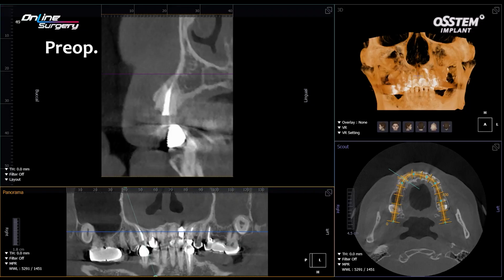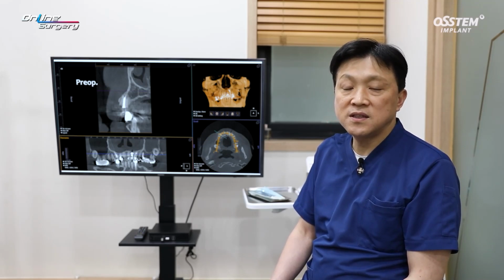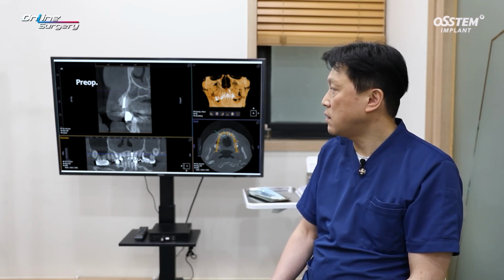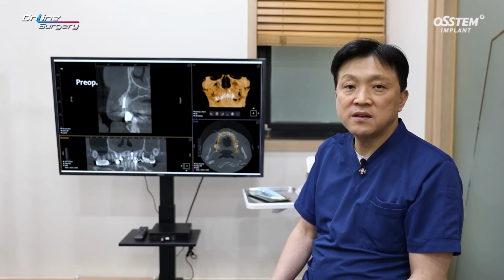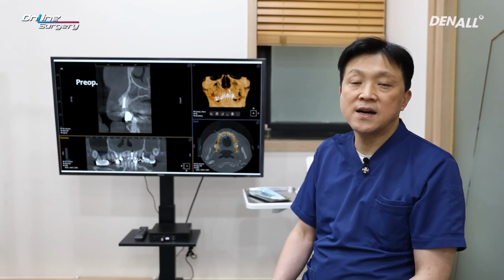In CT, the root projection angle is very vertical. The common error we make here is that if we place the implant in the direction of the root, there can be fenestration defect towards the apex side. There is high possibility of that.